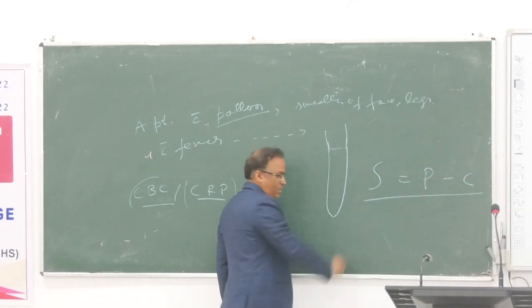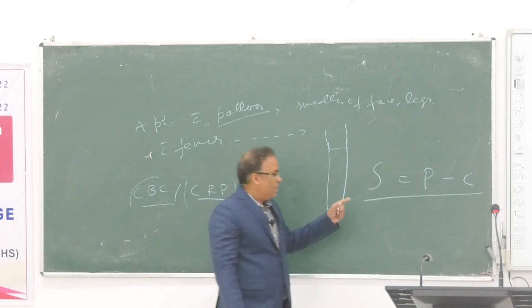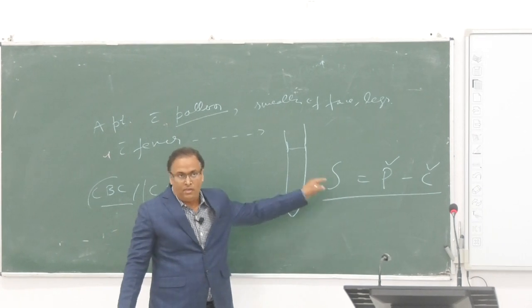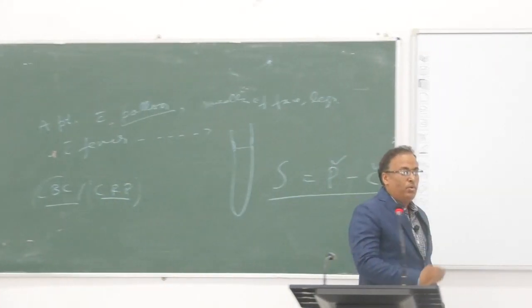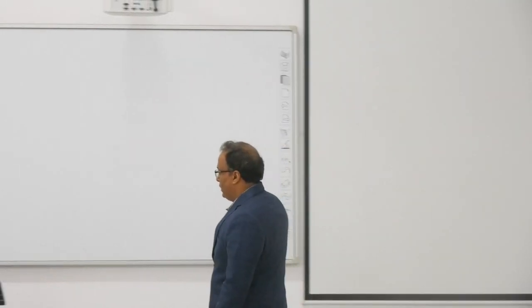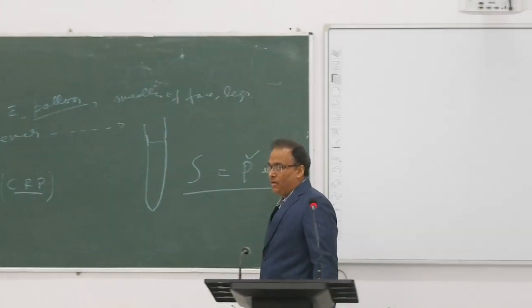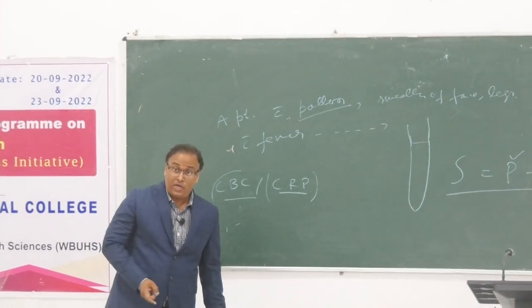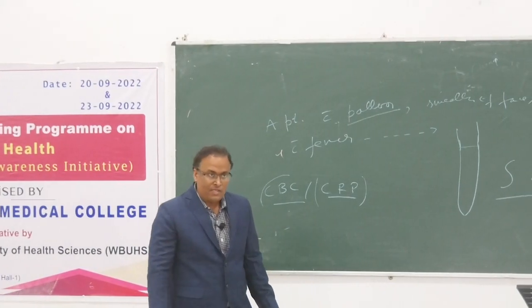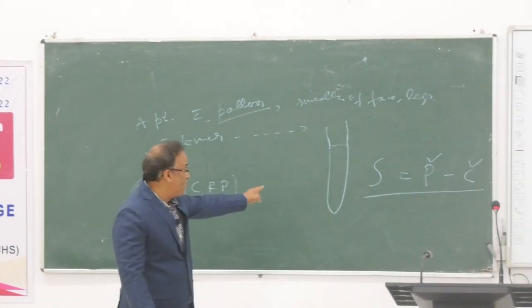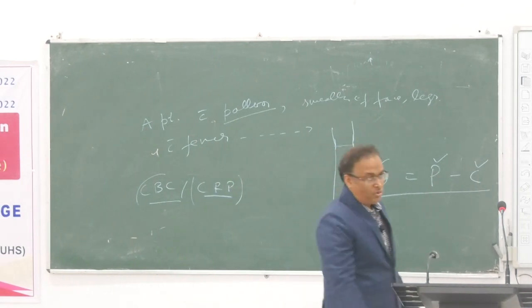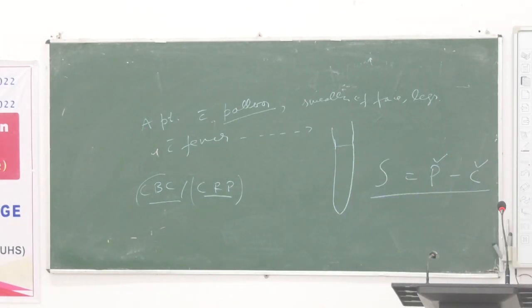Plasma minus clotting factors is equal to serum. That means when we centrifuge the whole blood and separate it into 2 or 3 parts, the part along with the clotting factors is plasma. But when we centrifuge the clotted blood and then the separation happens, it comes out without clotting factors. That means serum is without clotting factors and plasma is with clotting factors.